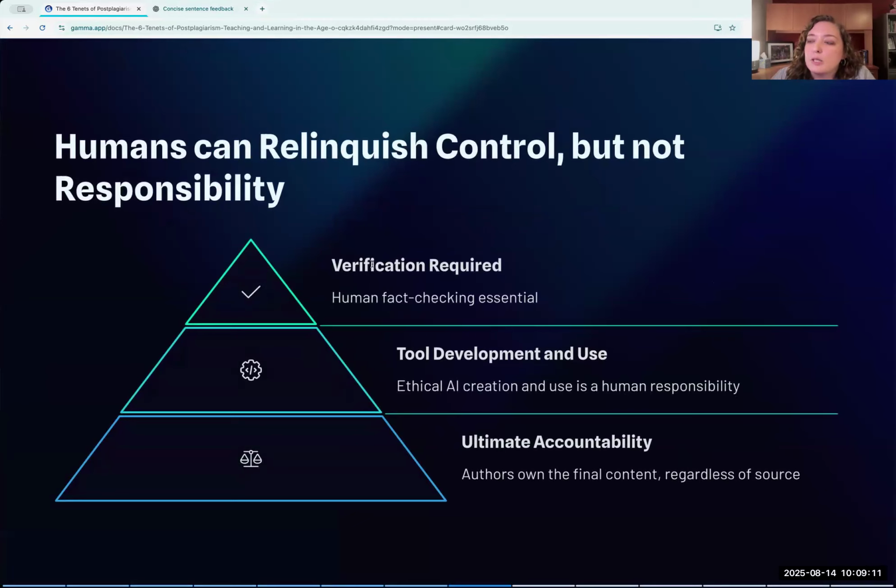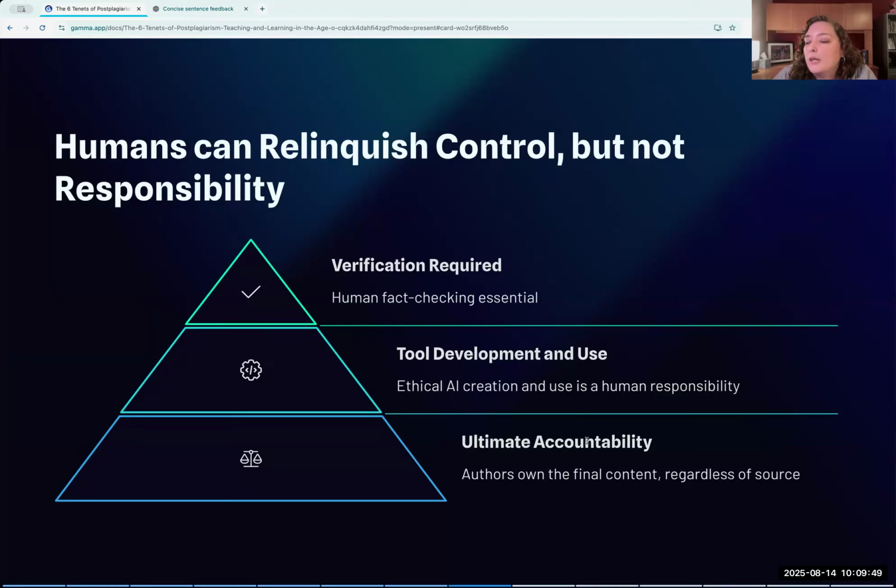Relinquishing control but not responsibility. Verification is always required, so fact checking is essential. Tool development and use. Ethical AI creation and use is a human responsibility. I would extend that even further beyond just development. I think she maybe says use, and I include also development because the development of a tool also defines how it's used and the type of information it puts out. So we've got to really be intentional about the way we develop tools and use tools.